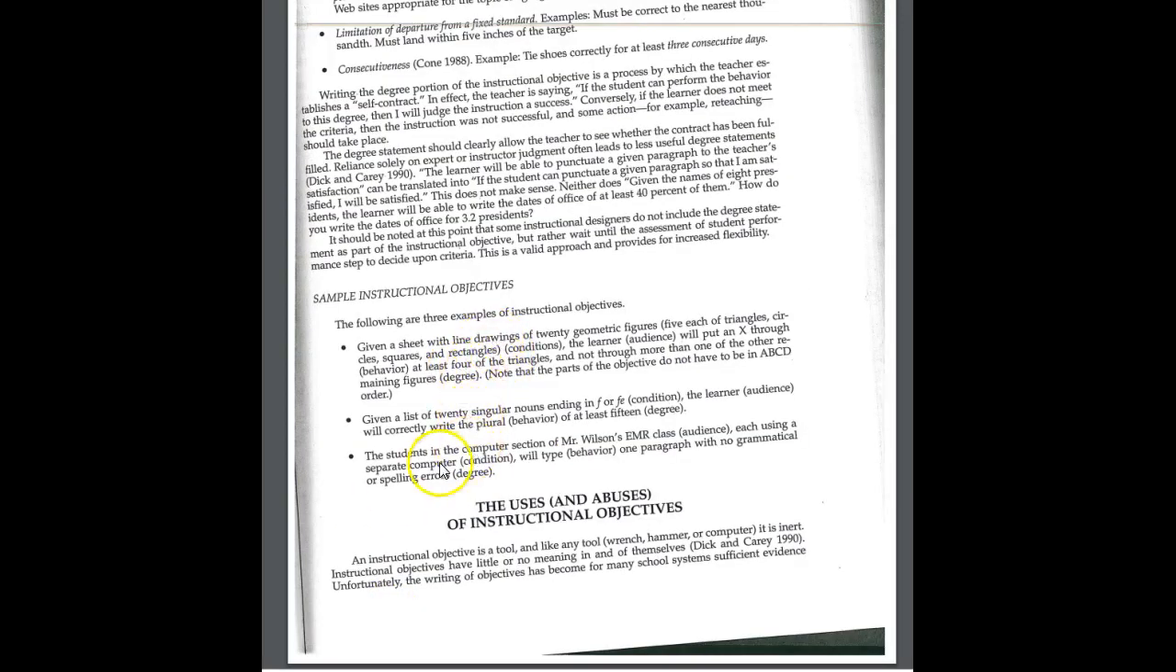So there are 3 sample instructional objectives. Given a list of 20 singular nouns ending in F or FE, that's the condition. The learner, which should probably be a little more like the 4th grade students, will correctly write the plural. That's the behavior. They'll write the plural of at least 15 of those 20 nouns.